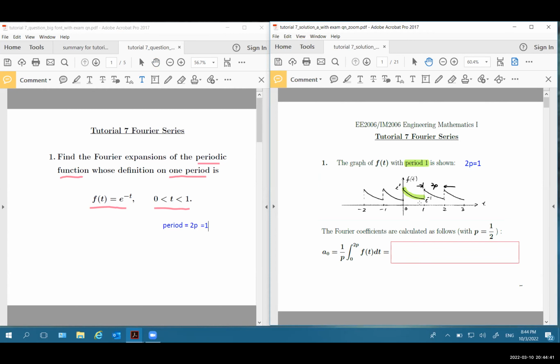Since the question says the function is periodic, what's the meaning of periodic? It repeats itself. So you repeat this curve here, and here, and here. This is what the periodic function looks like. Now, looking at this graph, can you tell me what the points of discontinuity are? Can someone give me a point of discontinuity?